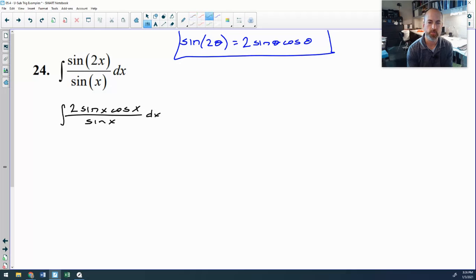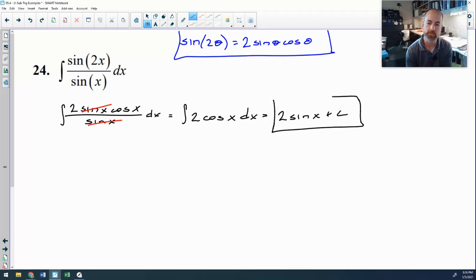The sine x's will cancel, and I am left with just the antiderivative, 2 cosine x, which is recognition. Cosine is the derivative of sine x, so the antiderivative of 2 cosine is 2 sine x plus c, and we're done. So there was no substitution on that one. It was just a trig identity that cleaned up and made the problem very nice and very straightforward. Well, after you do the identity, it's very straightforward.